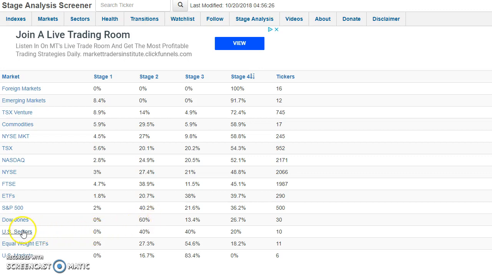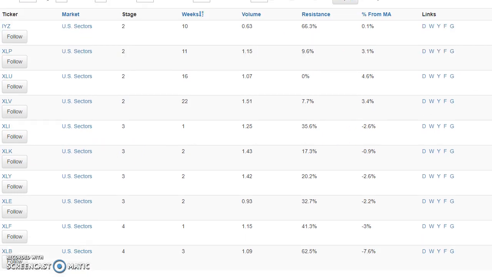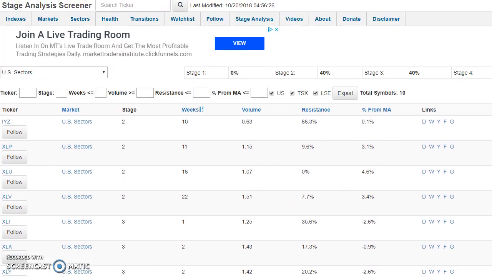U.S. sector wise, the only things that are still in stage 2 are staples, utilities, and healthcare, and everything else is basically topping out and moving into stage 4. So there's a lot of super bearish things going on in the stock market right now.